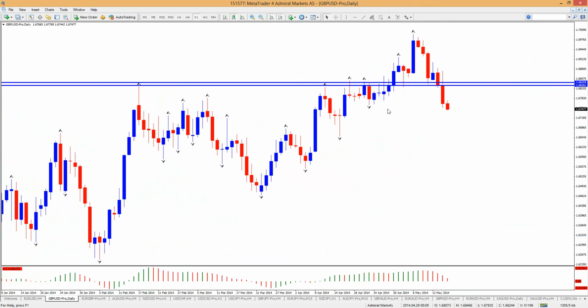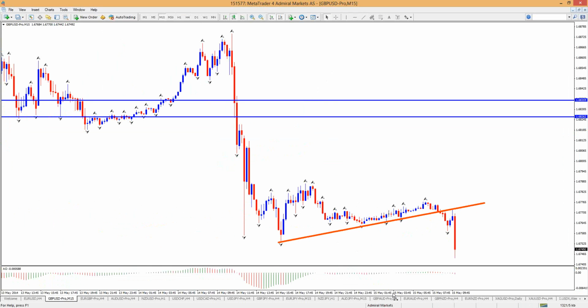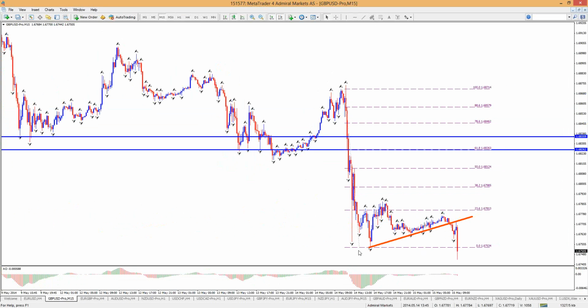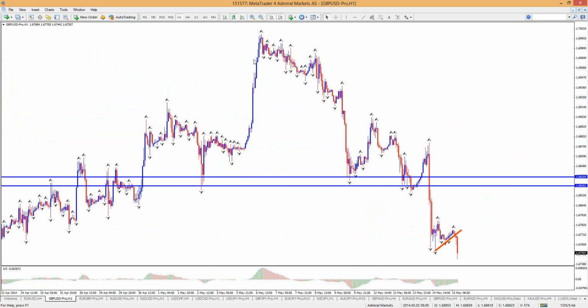Maybe the Camarilla could help us with that to show where the breakout level could be. If I look at the hourly, the breakout level from a trendline perspective was earlier, was here. So this one is gone. Pretty shallow fib too, 23.6. I would say a bit of an unexpected break. I would have expected a bit more retracement first, but it's happening pretty early in the day as well.